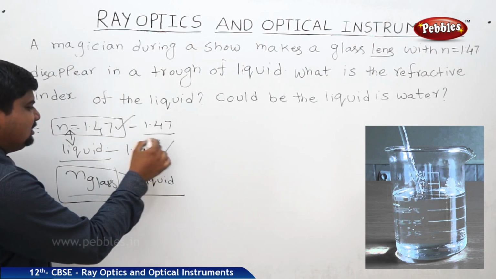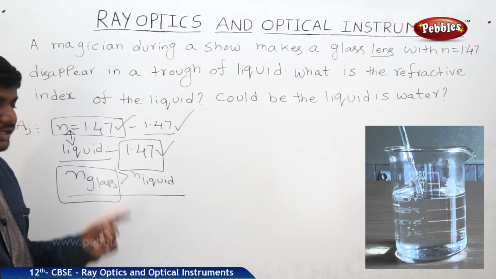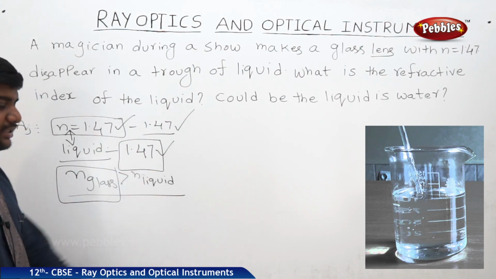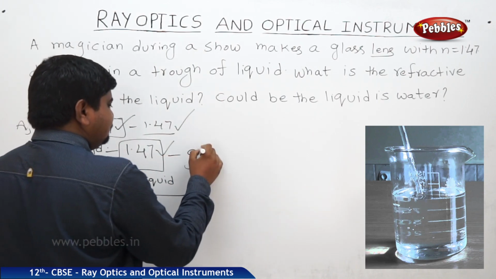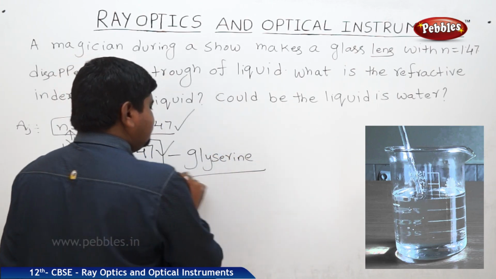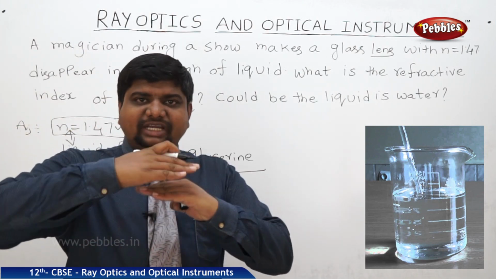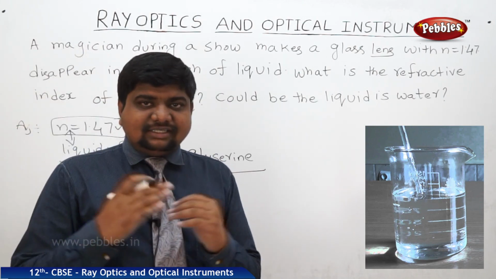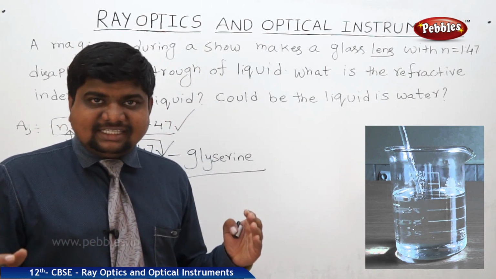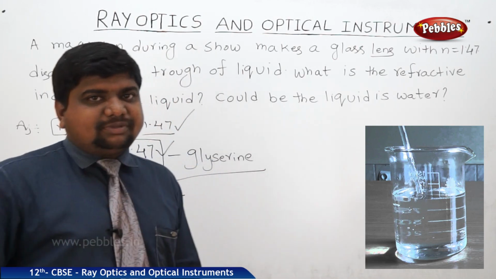So we are choosing a liquid which has a refractive index close to the glass lens. So we go to the materials which have this refractive index, that is glycerin. It is a glycerin type liquid. Whenever two media have the same refractive index, it is very difficult to distinguish them. If they have different refractive indices, it is easy to distinguish. So this is the concept of the problem.